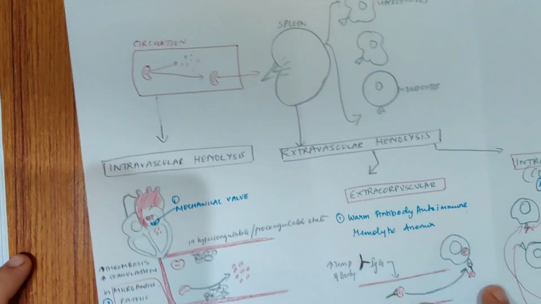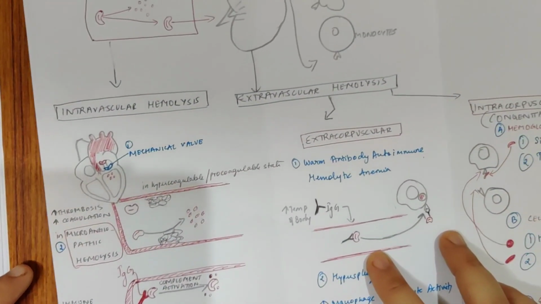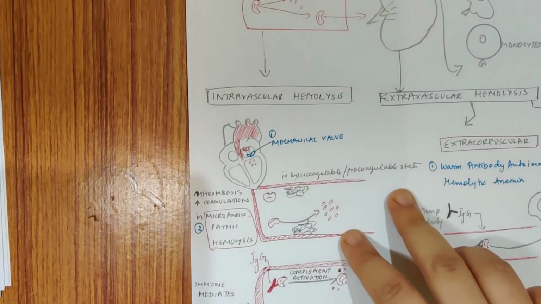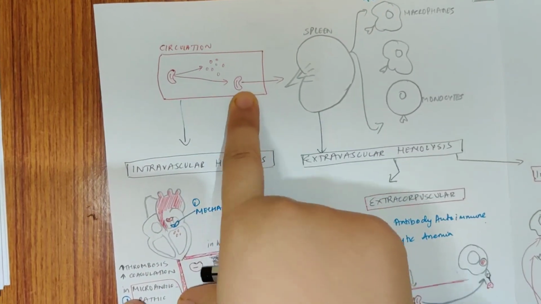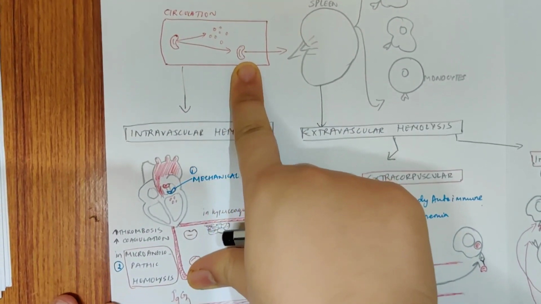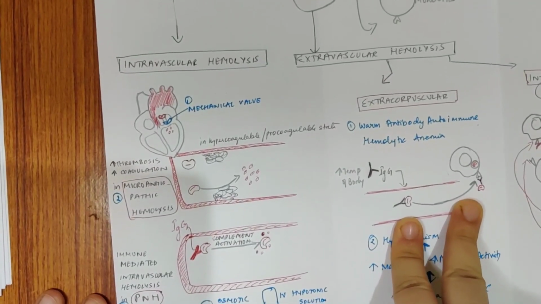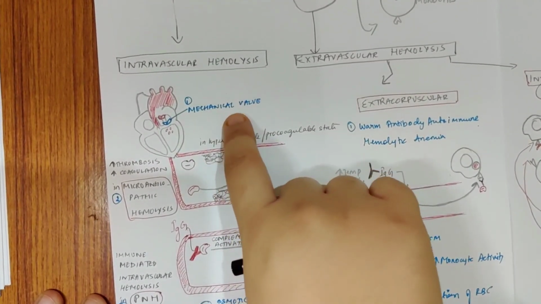Now I'll be explaining to you what is intravascular and extravascular hemolysis. Firstly, we will be looking into intravascular hemolysis. Inside the circulation is known as intravascular hemolysis. What are the causes of intravascular hemolysis? The first point is your mechanical valve.